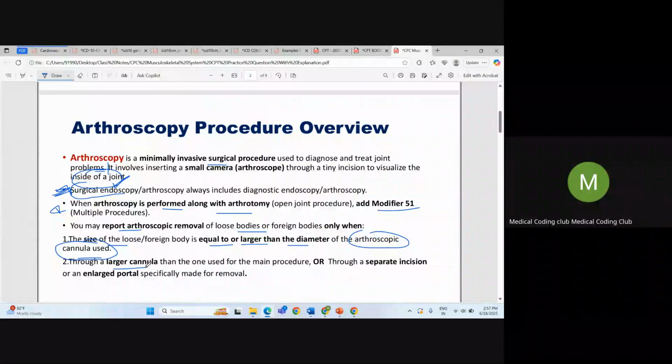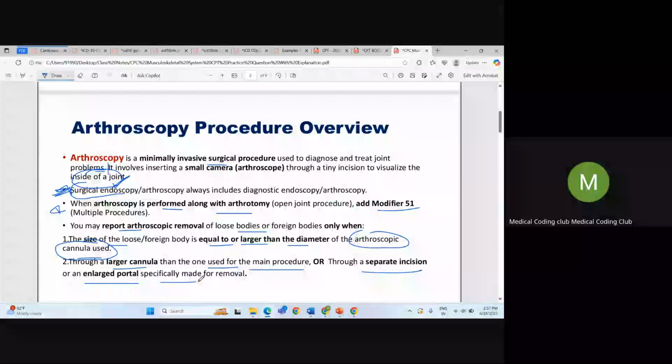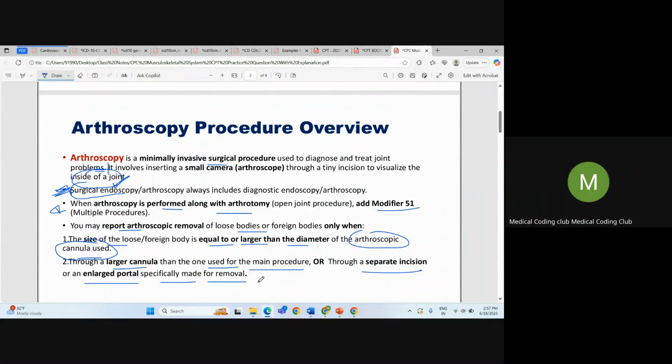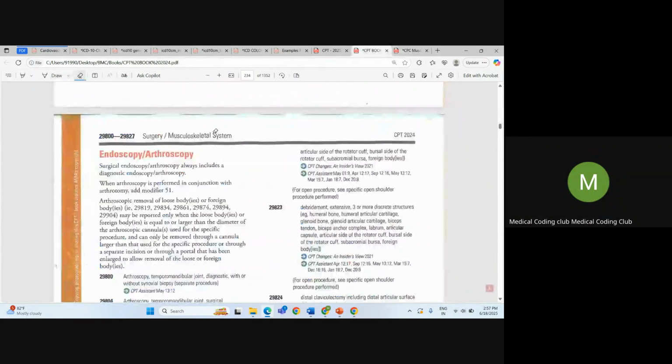Next, as I said, they use a larger cannula than the one used for the main procedure, or a separate incision or enlarged portal specially made for removal. So if they are utilizing the same larger cannula, the abnormality or foreign body should be bigger in size than the arthroscopic cannula. If not, they can make a separate incision and do a separate procedure for removal. So these are the coding guidelines under the arthroscopy procedure. You can check the arthroscopy guideline from here, whatever I have explained is in this paragraph.